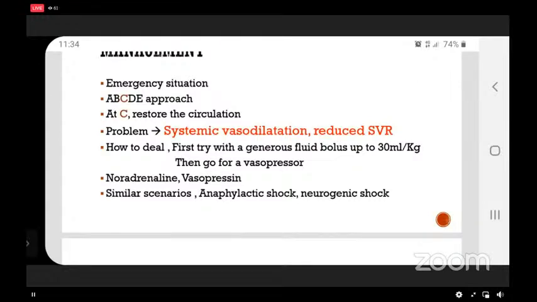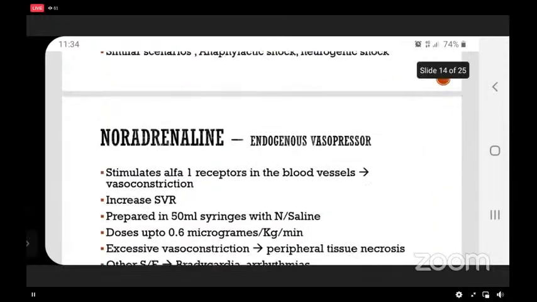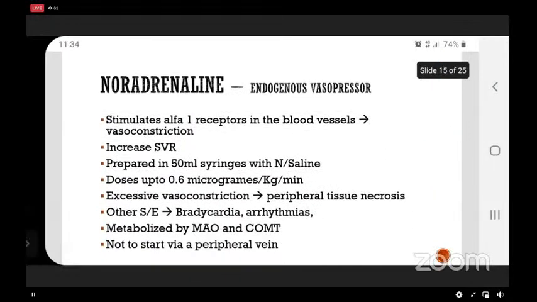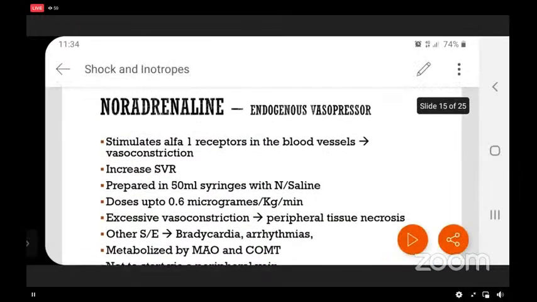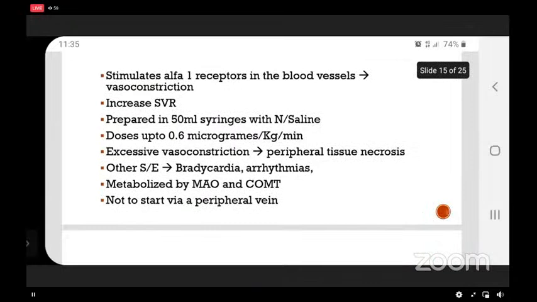A similar sort of vasodilatation you can get in anaphylactic shock as well as in neurogenic shock. So let's talk about noradrenaline. It's the first line choice in septic shock. It's an endogenous vasopressor, meaning that it is produced in the body as well. It's mainly an alpha-1 receptor stimulant. Alpha-1 receptors are found in blood vessels. When stimulated, it will cause vasoconstriction and increase the SVR, or systemic vascular resistance.